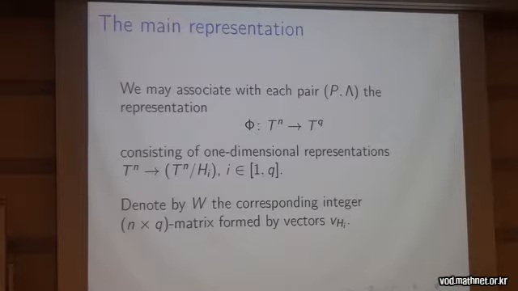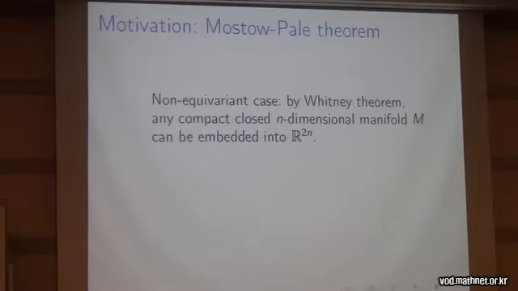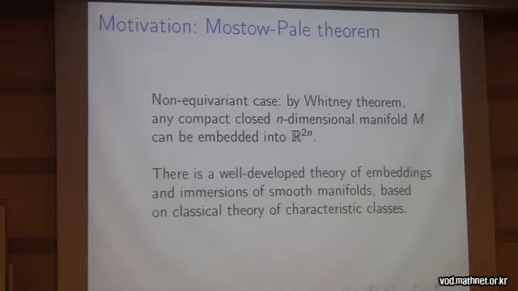So this is a very natural object, but the point is that it is of some use to us. It can generate an equivariant embedding. Let me describe how. Well, what do we know about embeddings in general? We know that by the Whitney theorem, any compact closed manifold can be embedded into R^2n. And moreover, there is a well-developed theory of embeddings based on the Hirsch lemma and characteristic classes. We can have sharp bounds in many different cases.